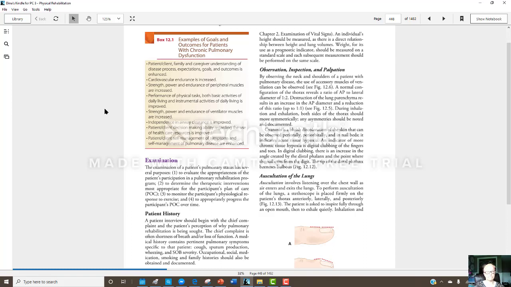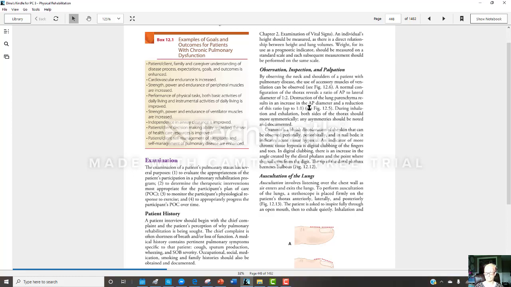Examination. The examination of the patient's pulmonary status has several purposes. 1. To evaluate the appropriateness of the patient's participation in a pulmonary rehabilitation program. 2. To determine the therapeutic interventions most appropriate for the participant's plan of care, POC. 3. To monitor the participant's physiological response to exercise. And 4. To appropriately progress the participant's POC over time.